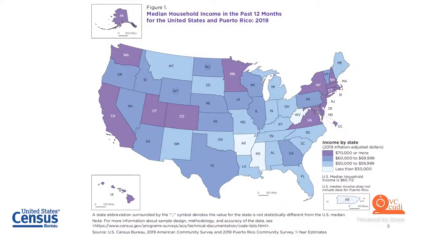That circle around those state abbreviations indicates that the median household income is not statistically different from the US median in those two states. So you can add information like that into a choropleth map with other symbology like this. Next slide, please.